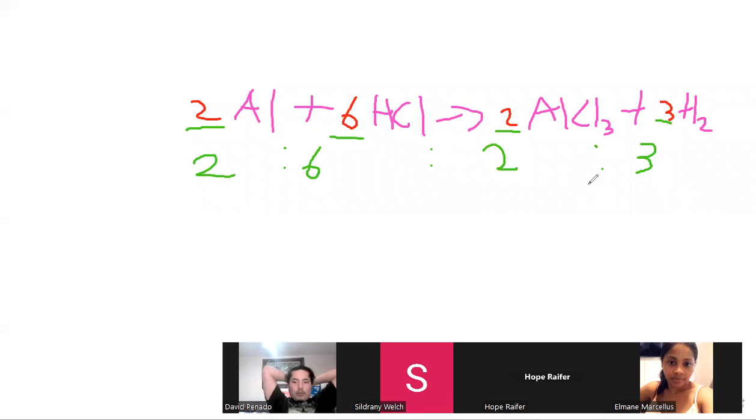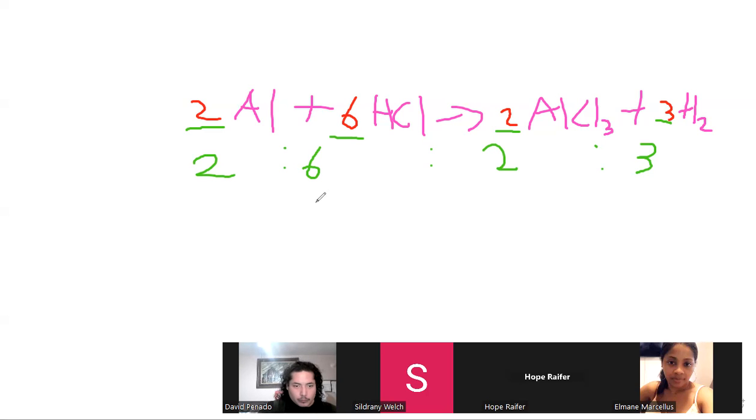But Hope, you see how we just did the balancing where we put the coefficients? Yeah. So basically you had to do this, and apply the same to this. And now your coefficient becomes your ratio number. Right. And how do you use that in the division? So that's where you apply the moles given times the moles desired divided by the moles of the ratio given.